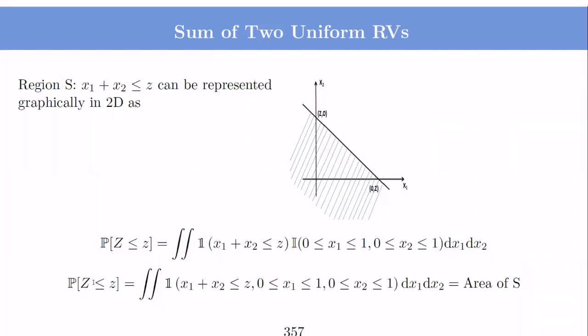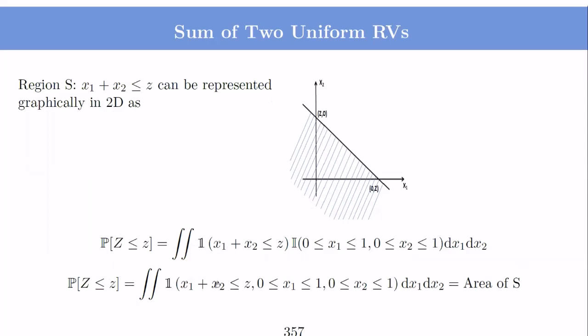Now, what I want is to also multiply by this indicator, so x1 is between 0 to 1 and x2 between 0 to 1. The integration of an indicator is just the area of that region, because it takes the value 1 whenever the condition is true and 0 outside it. When you integrate 1 over any area, you get the area. So the area of this region, let's call it S, is what we're interested in.